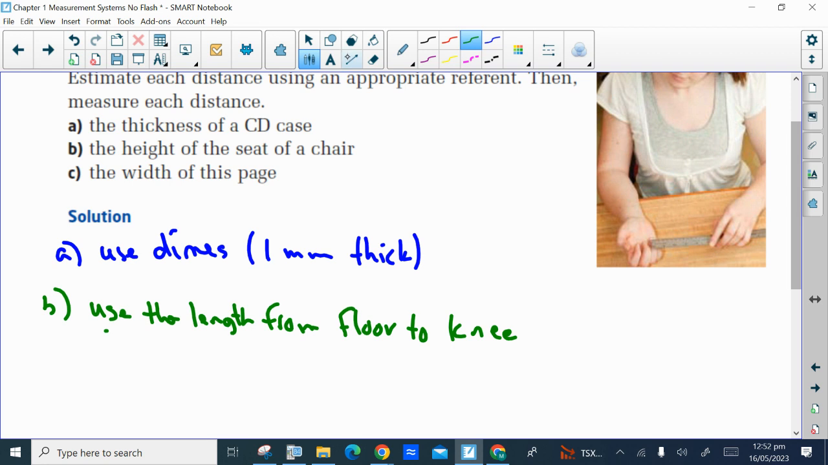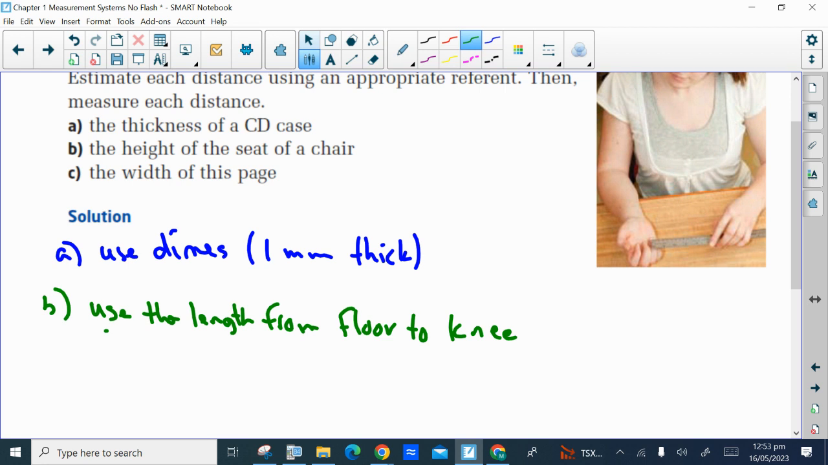The width of this page, well, there's a couple different things that you could use. You could use the span of your hand. If you spread out all your fingers and you measured the distance across from your little finger to your thumb, that's your hand span. If you knew what that measurement was, you could use that as an estimate. Now my hand almost goes right across my page here, so it would be a very good reference to use. 1 hand span is the width of this page.